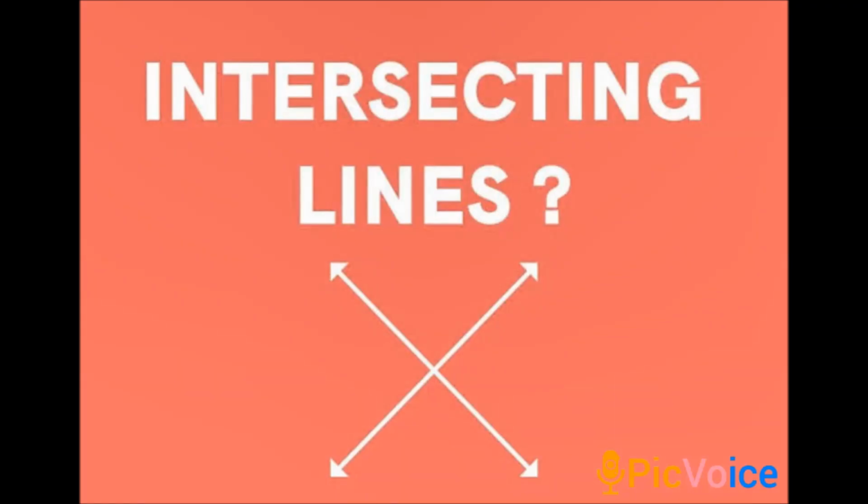Next you are seeing intersecting lines. What is meant by intersecting lines? The lines which meet each other at a particular point are said to be intersecting lines. You are seeing 2 lines in the diagram. They are meeting at a point. So we are calling these lines intersecting lines.